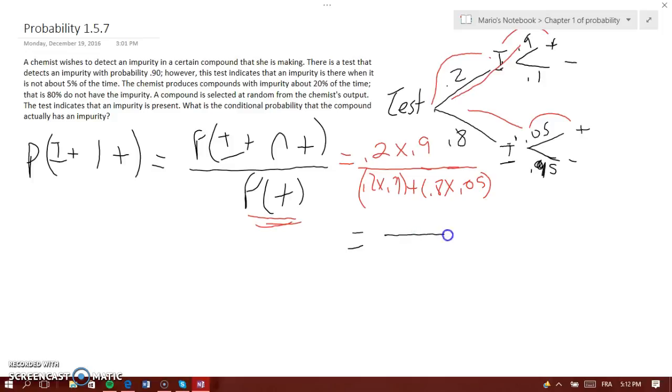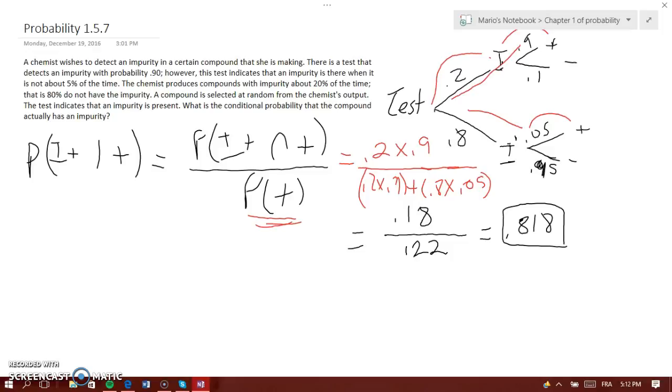That would equal 0.18 over 0.22, which is equal to 0.818. So this is the example.